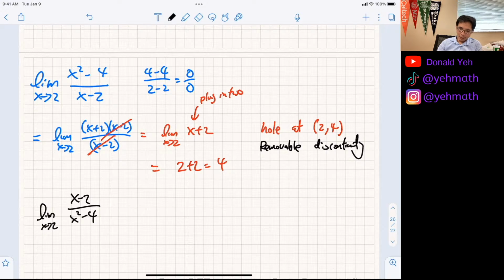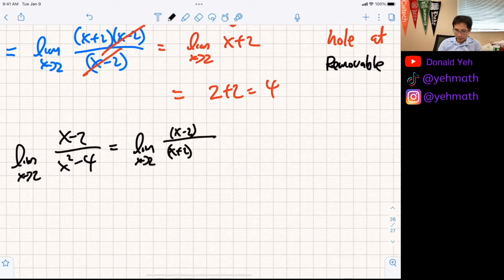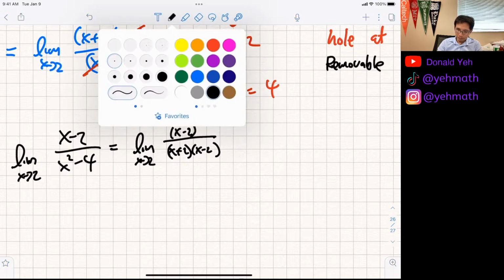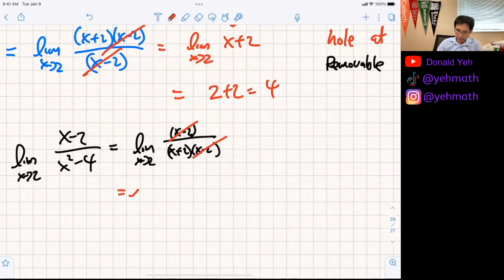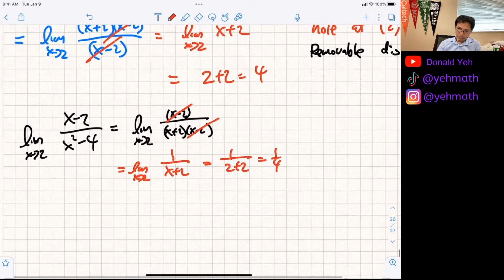Negative 2. Good. If you factor this, that's equal to the limit as x approaches 2 of x minus 2 over x plus 2 times x minus 2. Now, this should cancel out. But when you cancel, don't forget to put a 1 on the top. So let's cancel. That's equal to the limit as x approaches 2 of 1 over x plus 2. Now, if I plug in 2, 1 over 2 plus 2 is 1 over 4.